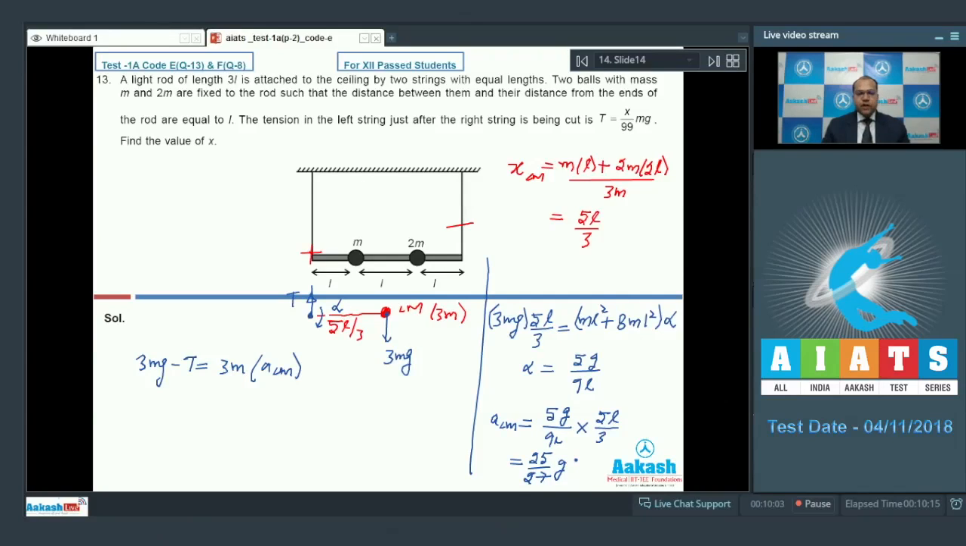So if I substitute the value of acceleration of center of mass, then we can calculate the value of T. So T comes out to be 2 by 9 of mg. So on comparison, it can also be written as 22 by 99 into mg. So the value of x comes out to be 22. So the correct answer for question number 13 is 22. Let's move to question number 14.